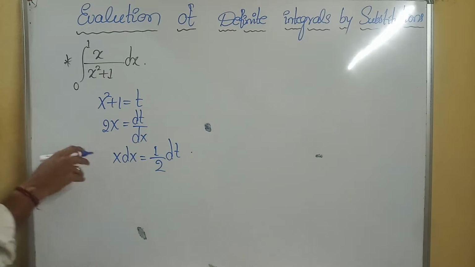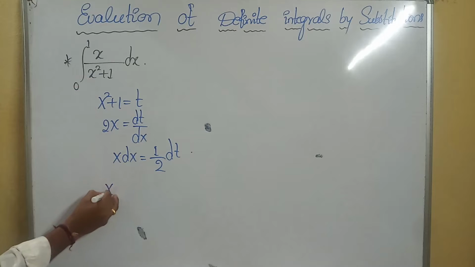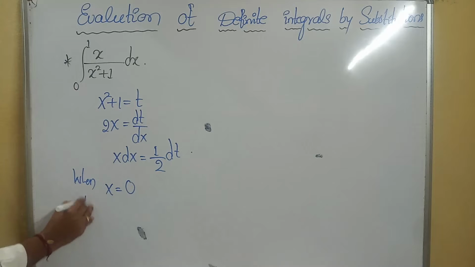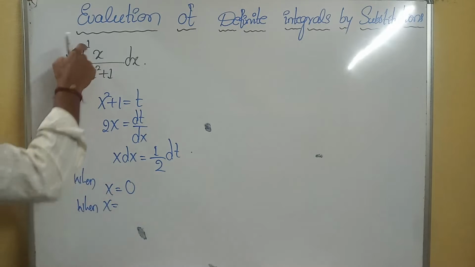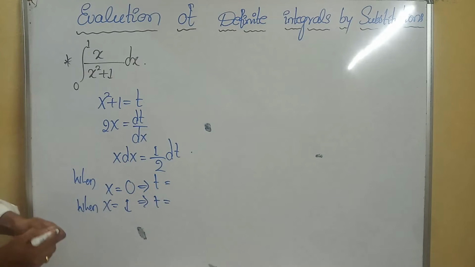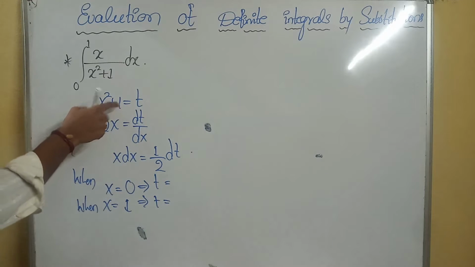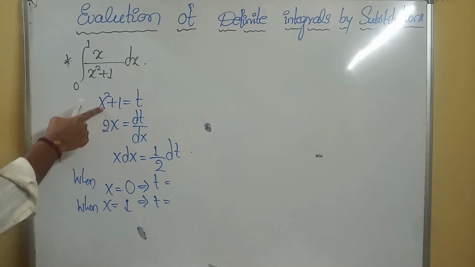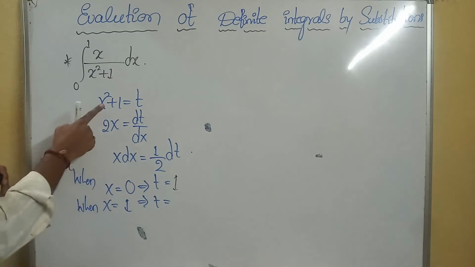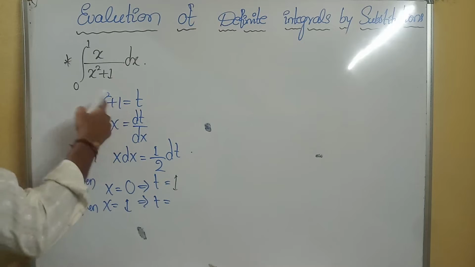Now I need to change the limits. This is the point you need to understand. When x is equal to 0, and when x is equal to the upper limit 1, what are the changes in t? Focus on the board. For x value 0, 0 square is 0, 0 plus 1 is 1, so the t value will be 1. For the upper limit value 1, 1 square is 1, 1 plus 1 means the t value will be 2.